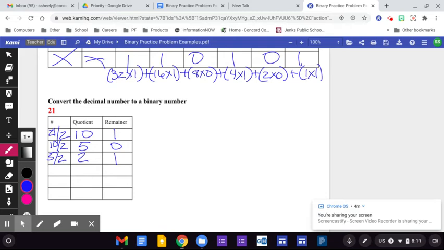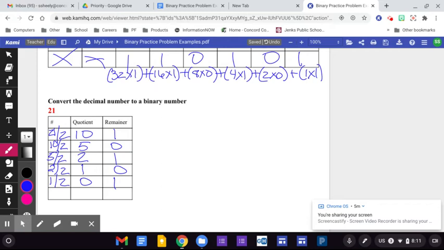Now we're going to transfer the 2 divided by 2, and we know that is 1. So the remainder is 0. And now we've got to do 1 divided by 2. The quotient is 0. And the remainder is 1. You are finished with the problem when the quotient at the very bottom says 0.